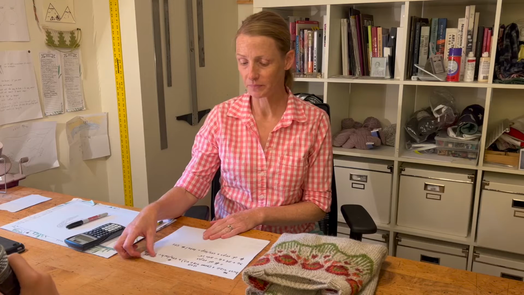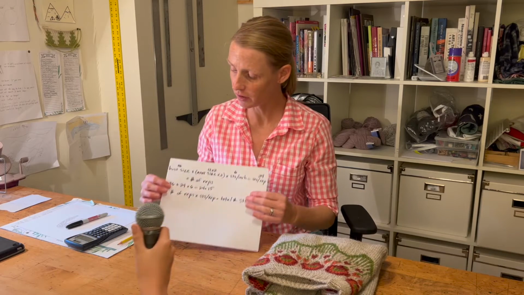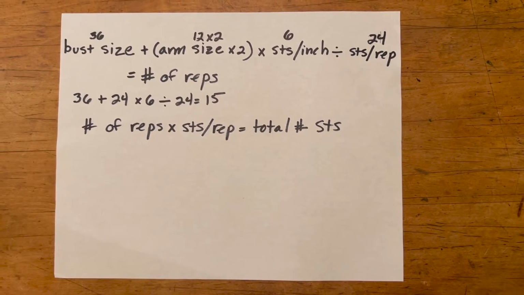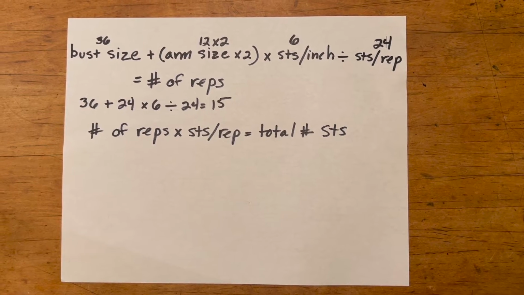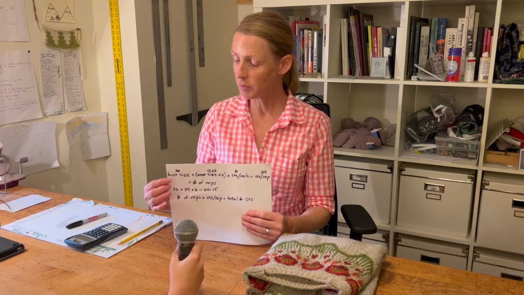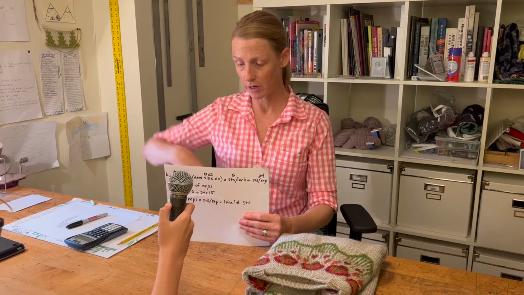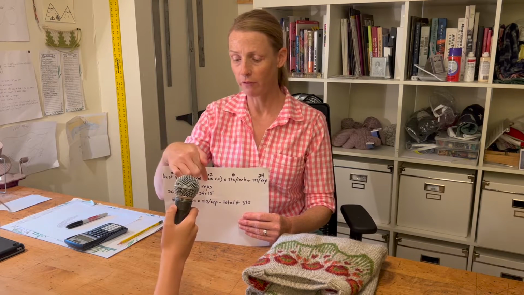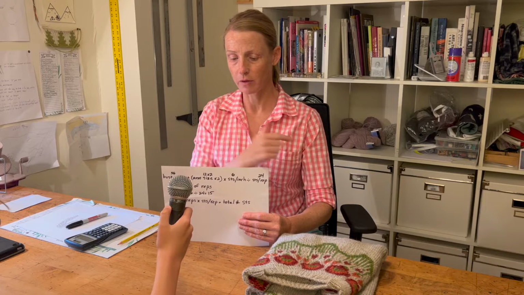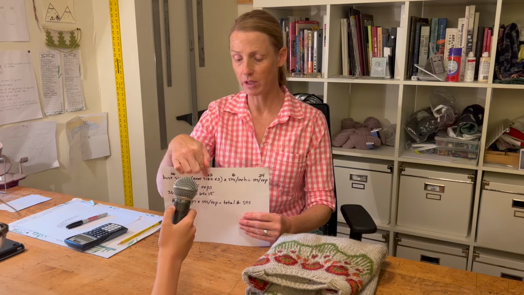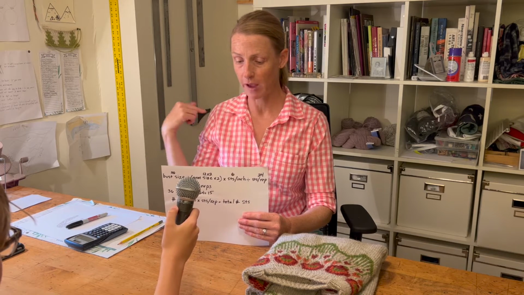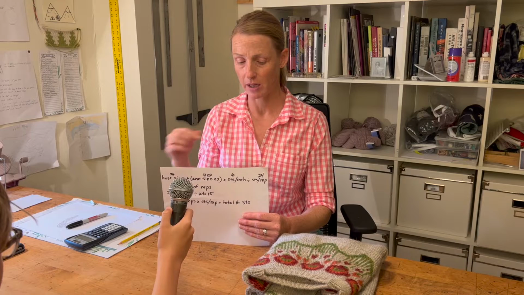Can you give us an example of an equation that you do? Absolutely. Here's an equation right here. Let's pretend that we're working with somebody who needs a 36-inch sweater around the bust, 12 inches around the arms, and so I would add 36 inches plus 24 inches to get the total amount of fabric I would need to fit around their body.